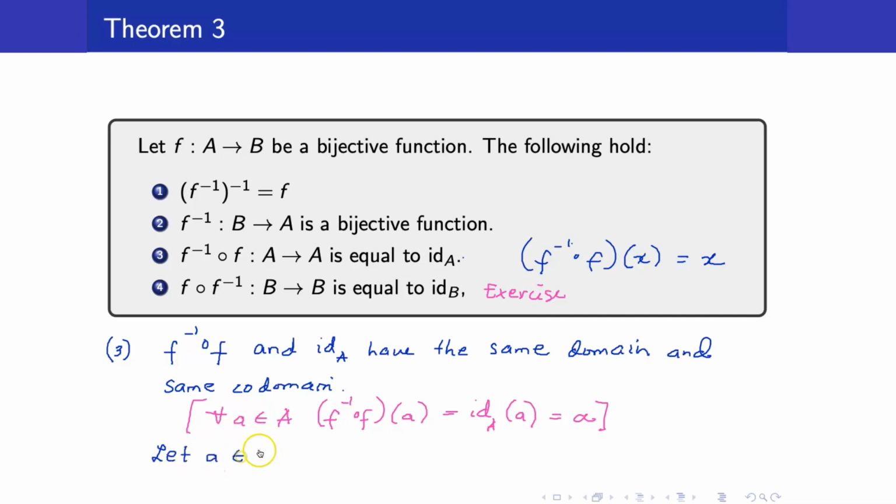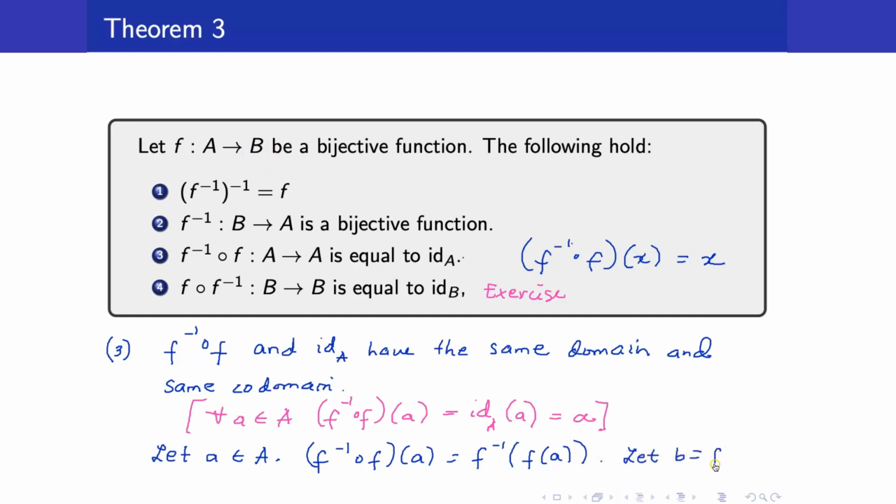Let a be an element of capital A. Now, we want to consider f inverse circle f of a. So f inverse circle f of a is equal to f inverse of f of a. Now, I will just give a name for f of a. f of a resides in what set? f of a resides in set B, correct? So I will just make a special name for it.